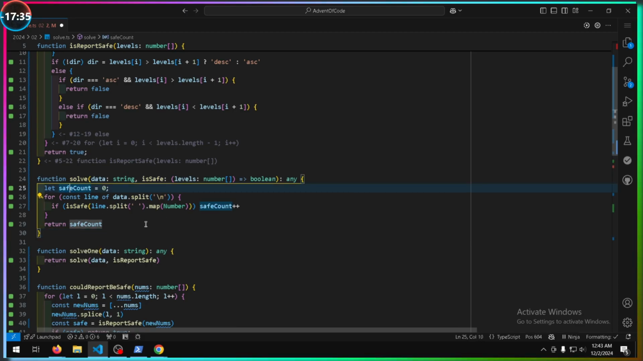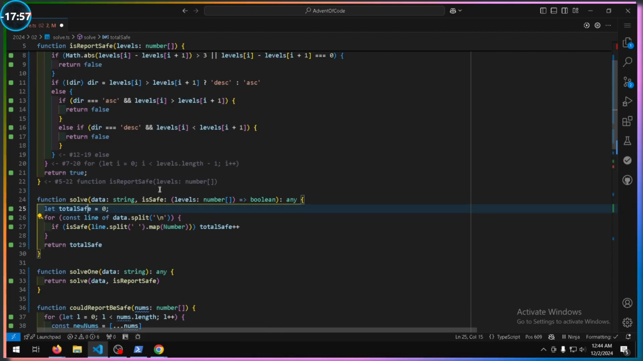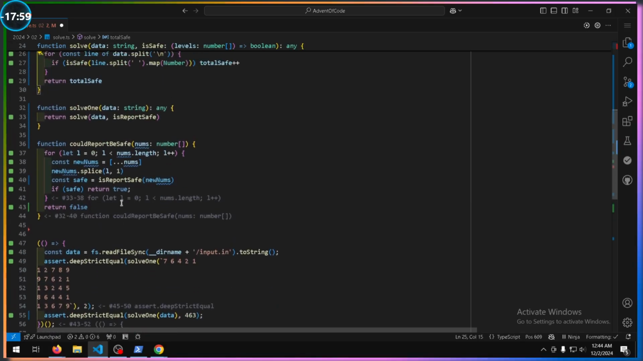Safe count, total safe. Okay, let's do total safe, sure. Just splitting hairs at this point. But I think that is readable at this point. Readable enough. So now we have that function. Let's go to our next one.